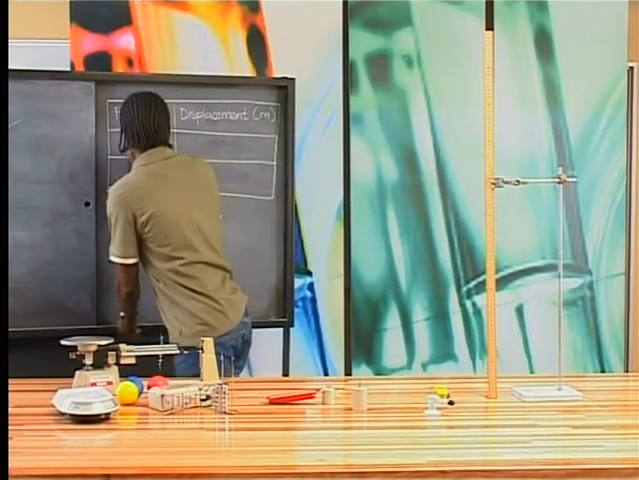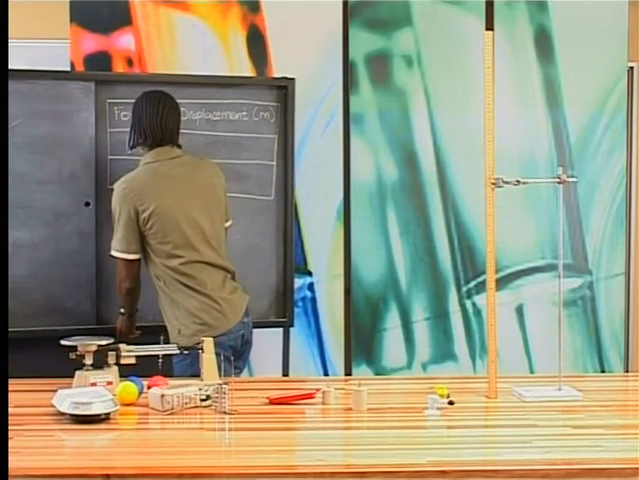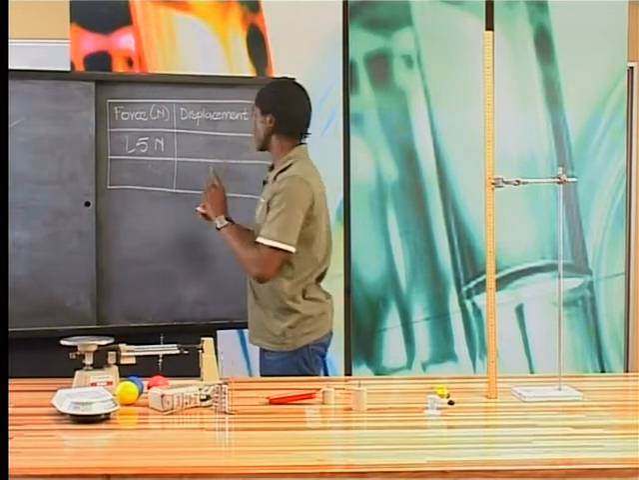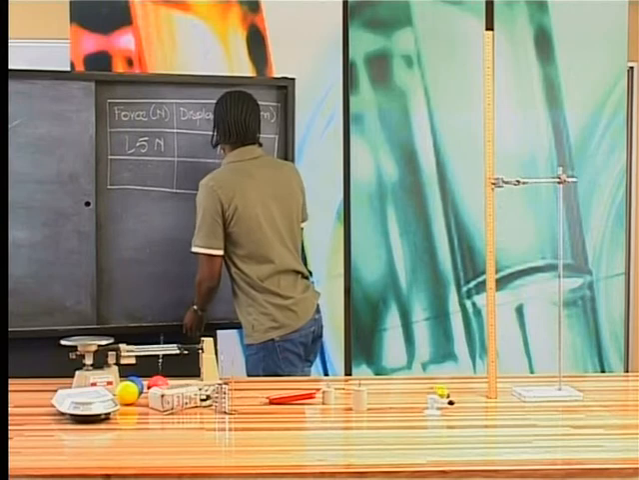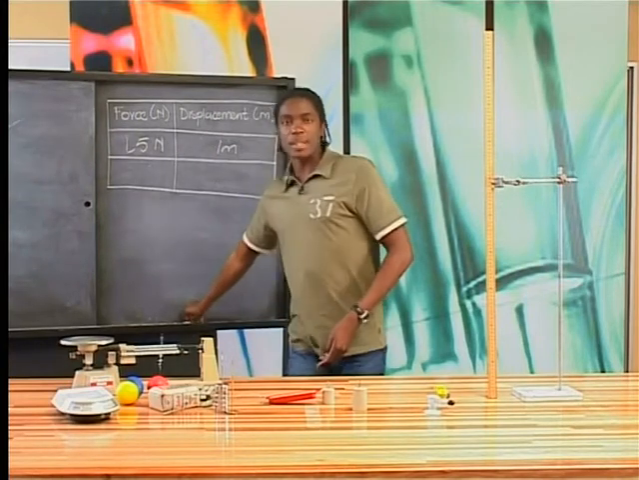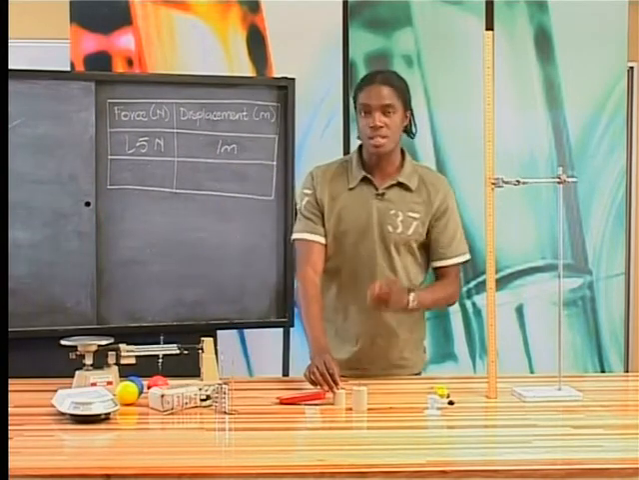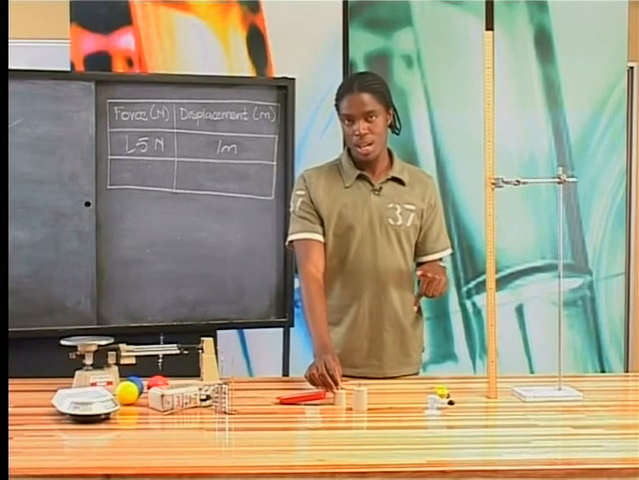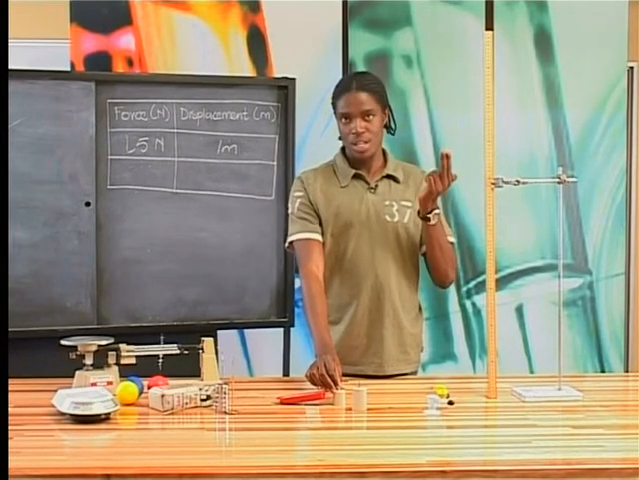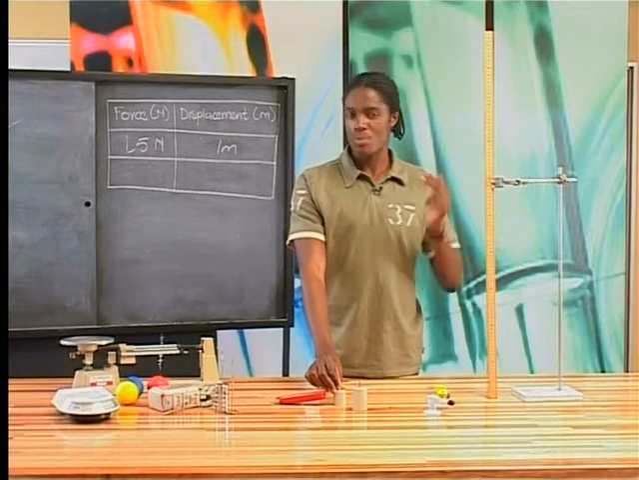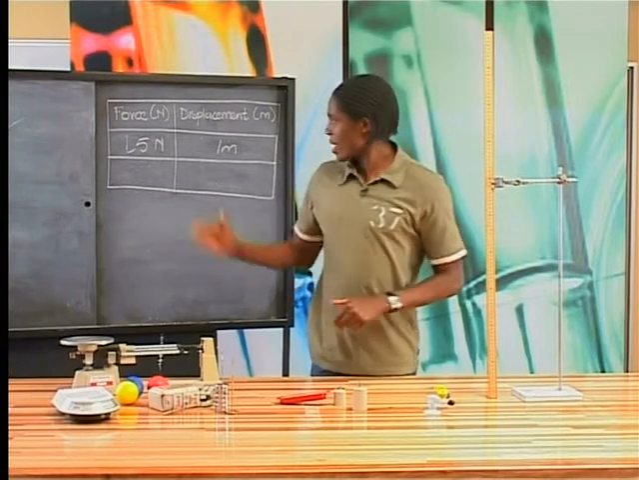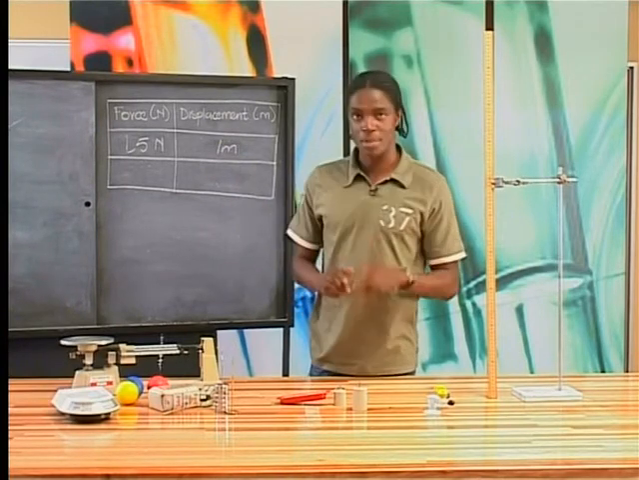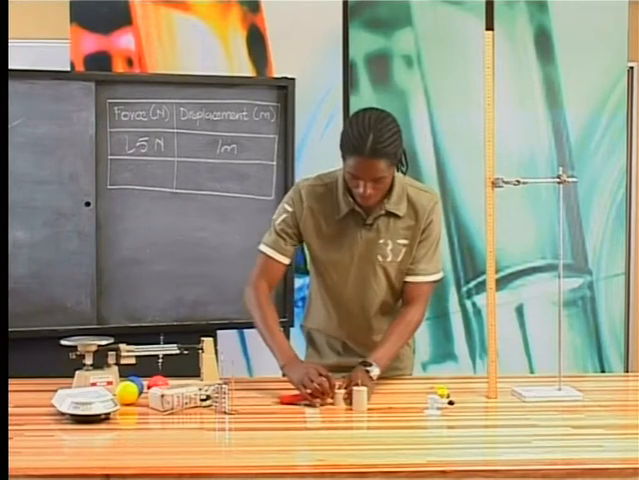Remember, it's always important to have your readings. The displacement, 1 meter, constant. Now remember that our spring balance measures the weight, which acts downwards. So in order to lift an object upwards, you need to apply a force equal to the weight. Okay? Now we've got our readings for the first mass piece. Let's go for the second one and see what happens.